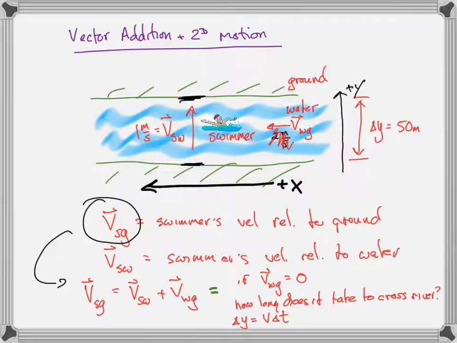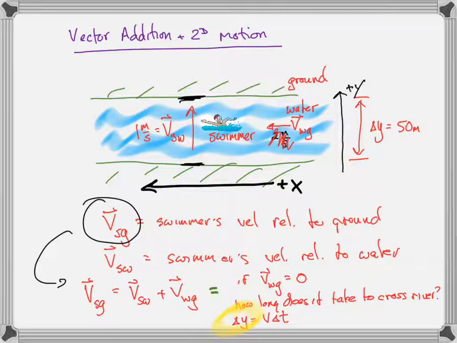So which velocity do we use here in delta y equals v delta t? Well, actually, we really only have one velocity right this second, but it's the velocity of the swimmer relative to the ground. We want to know how long it takes the swimmer to go a certain distance relative to the ground. So we need to know how fast they're swimming relative to the ground. In this case, they're swimming in the y direction at 1 meter per second.